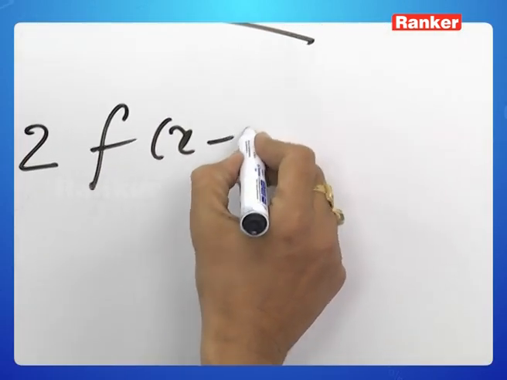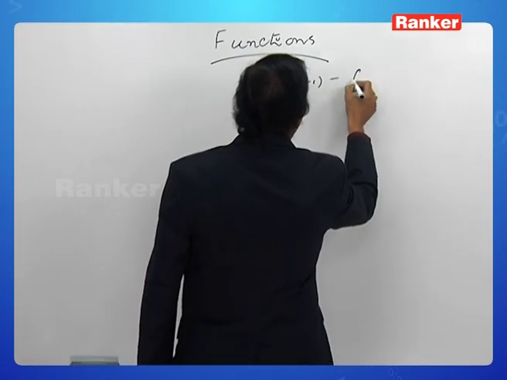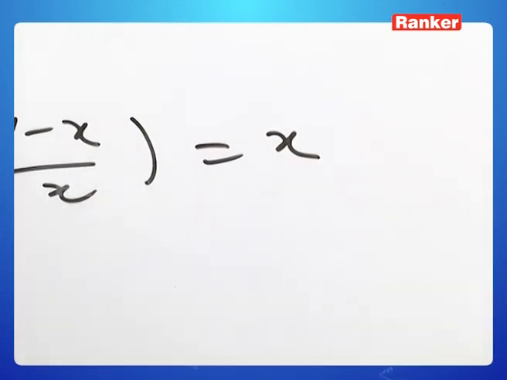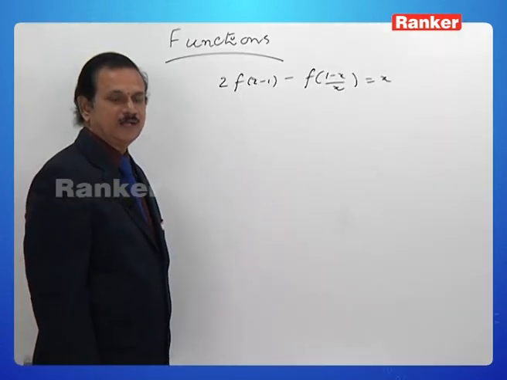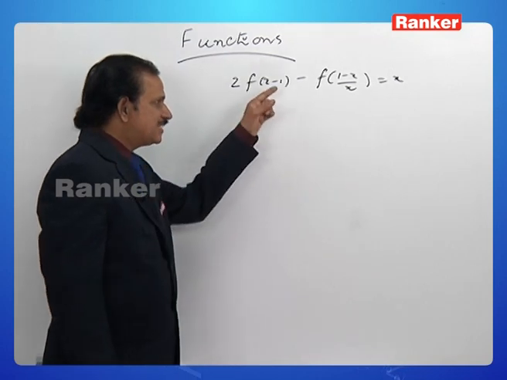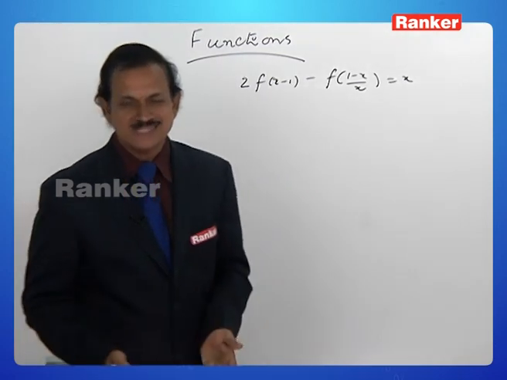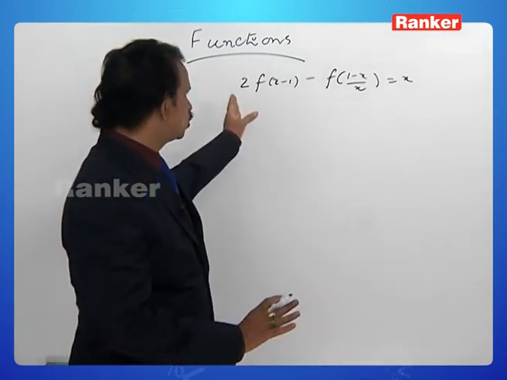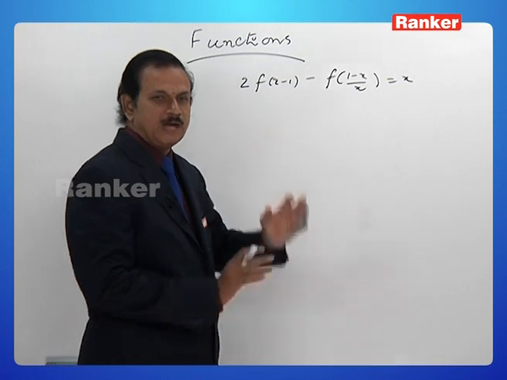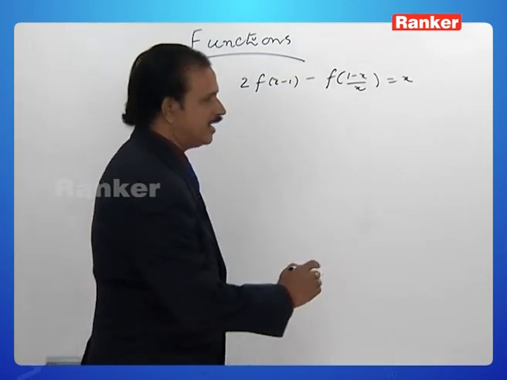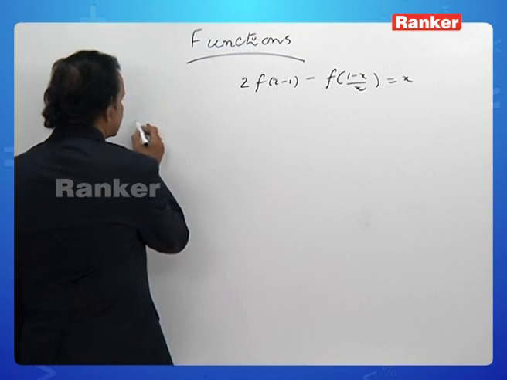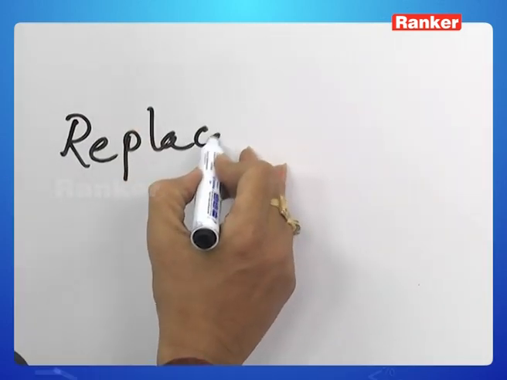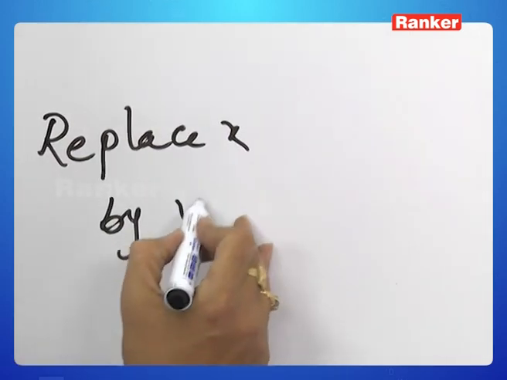2 into f of x minus 1 minus f of 1 minus x by x is equal to x. This is a tricky question. Here two expressions are here. We have to get f of x by using that. Let us replace x by 1 by x.